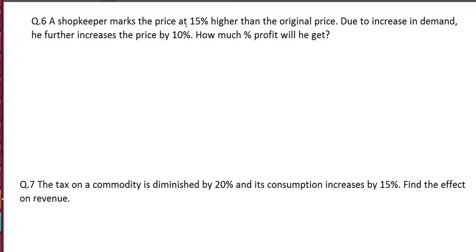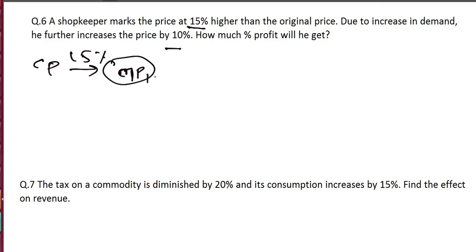A shopkeeper marks the price at 15% higher than the original price. Due to increase in demand, he further increased the price by 10%. How much percentage profit will he get? So CP increased by 15%. Then he gets some price, let's say mark price 1. Then again, because the demand has increased, he increases this price also by 10%. Then it is his final price, that is selling price, right?